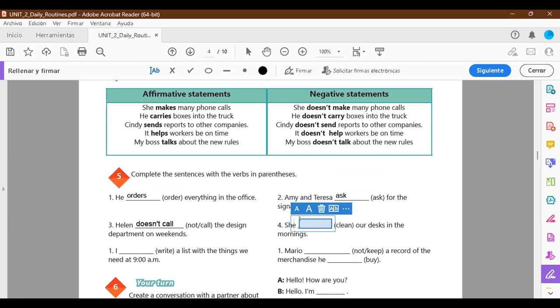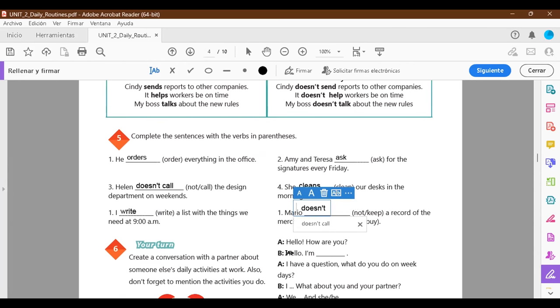Number four, she cleans. Cleans, right? Number five, I write, okay. Number six, Mario. Doesn't keep, okay. Así lo tenían.